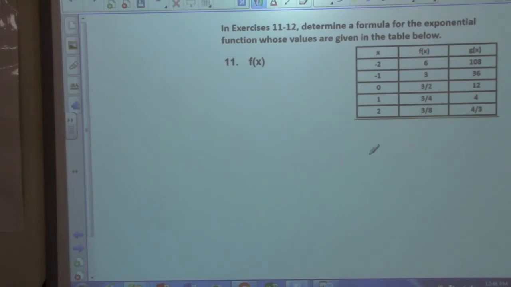All right. So exercise, we left it here yesterday, exercises 11 and 12. Determine the formula for the exponential function whose values are given in the table below. Notice that 11 and 12 have the same table: you have an f of x column and a g of x column, which would be problem 12, g of x. So we're talking initially about this piece here, right? Do you have any idea what an exponential function would be from those values?